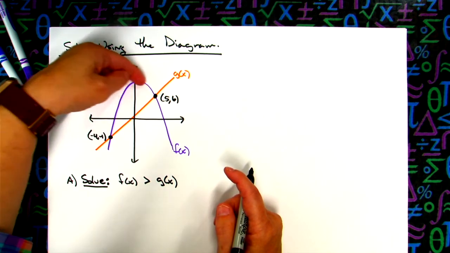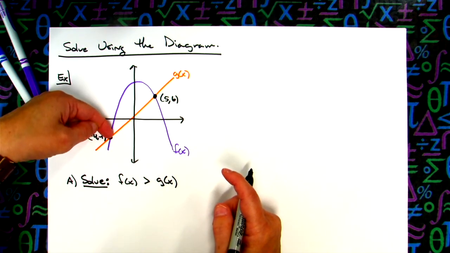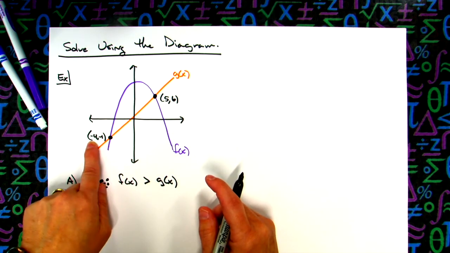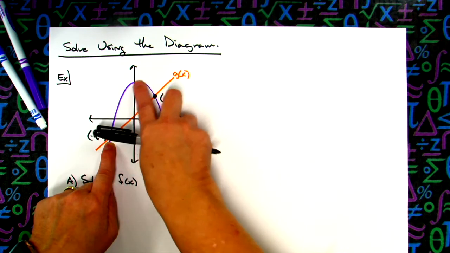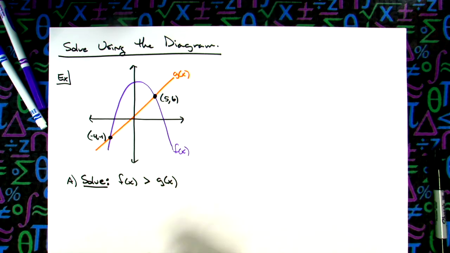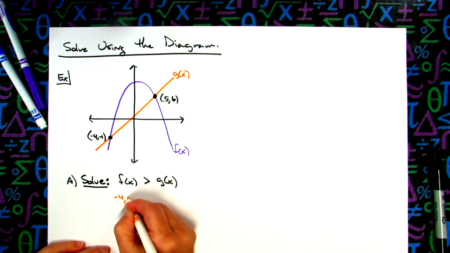If I want my answer in interval notation, I use the x values. So from the x value of -4 to the x value of 5. Okay, so -4 to 5.